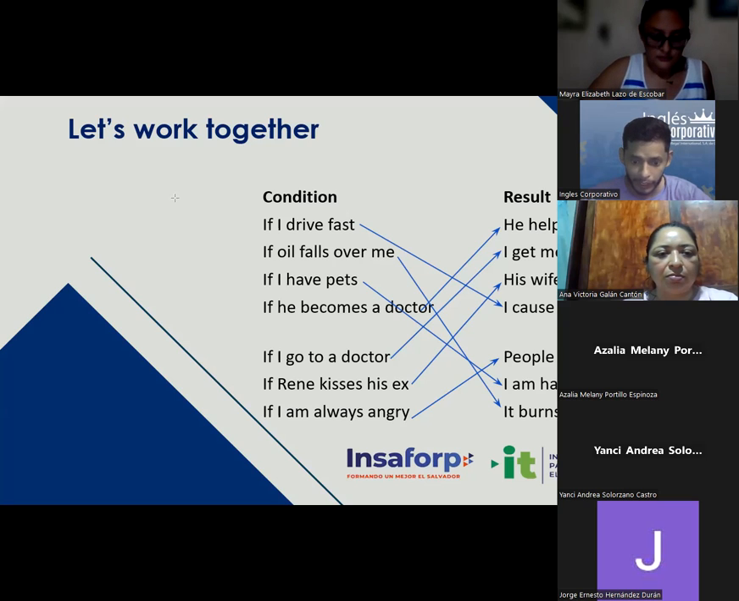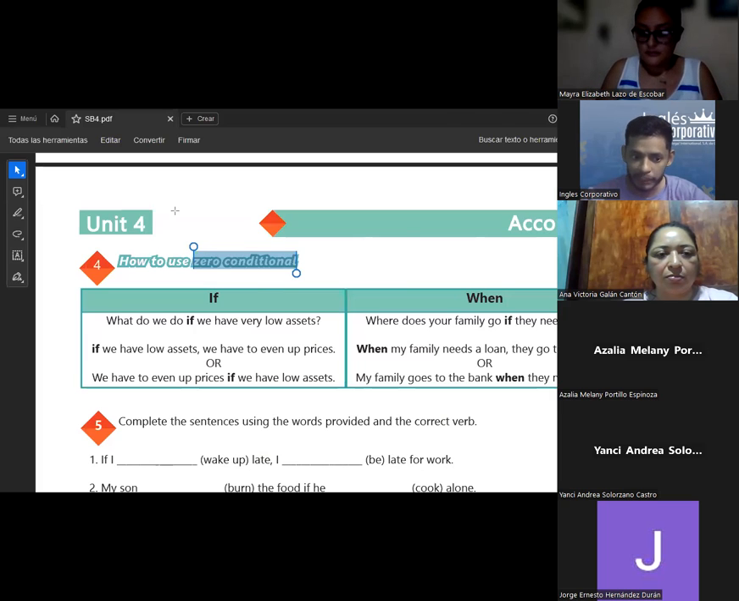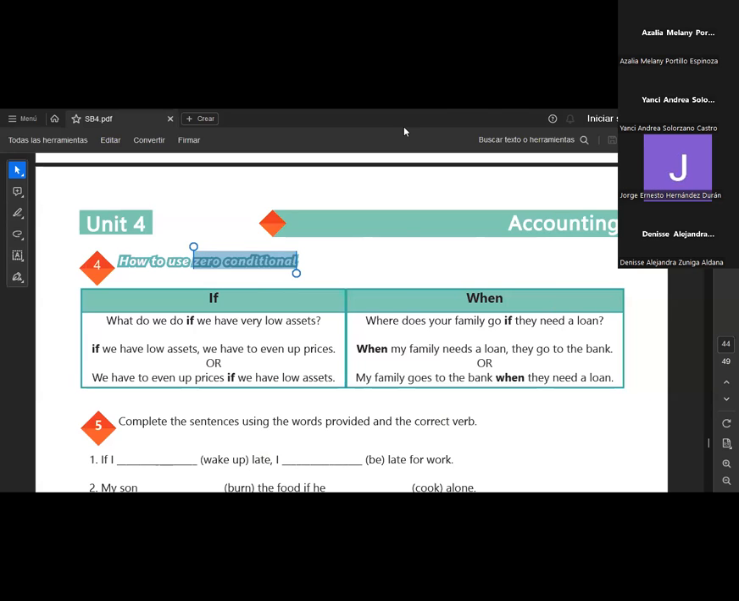Okay, muy bien. Let's go back to the book. And over here in the book, we have more examples. Y tenemos los invertidos. Bueno, usamos el when. El when es lo mismo, okay, lo mismo. Cuando mi familia requiere un préstamo, dice acá, van al banco. También puedo decir if. No hay problema. If my family needs a loan, they go to the bank.